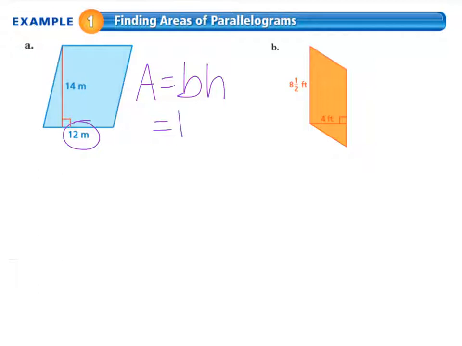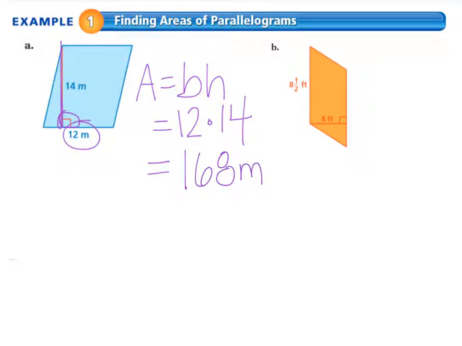That is 12. And the height is the one that is perpendicular to that. And I know because it's got this little square here. And the height is 14. It goes up and down. And then I multiply those two numbers together. 12 times 14 is 168. And we always need units. So this is given to us in meters, but meters times meters is going to be meters squared. You could also write this as square meters if you chose.